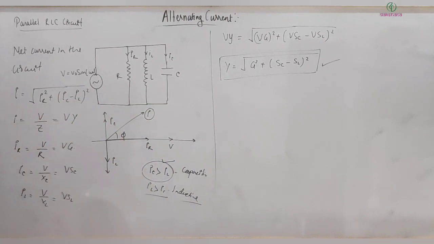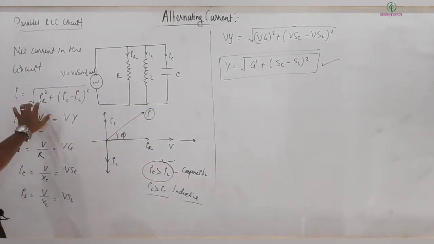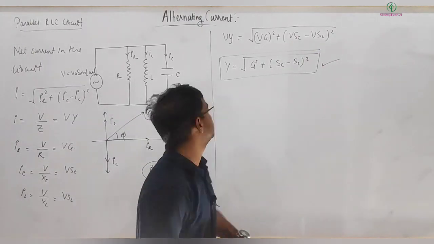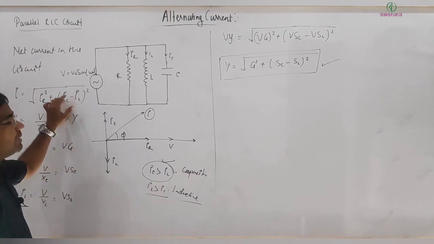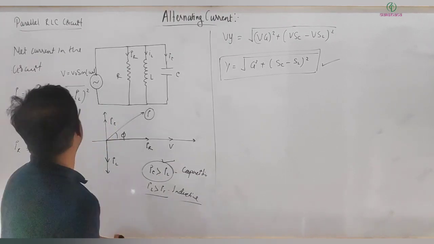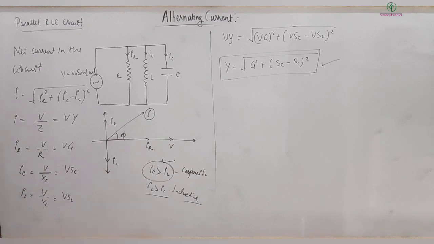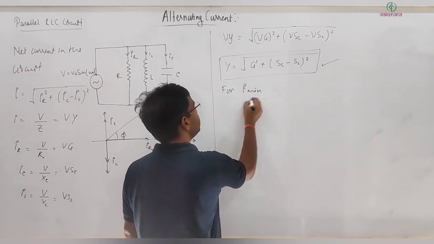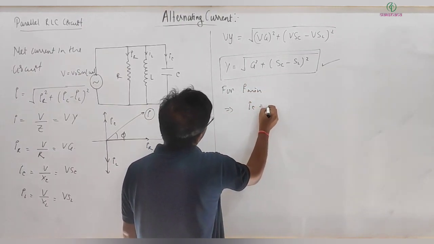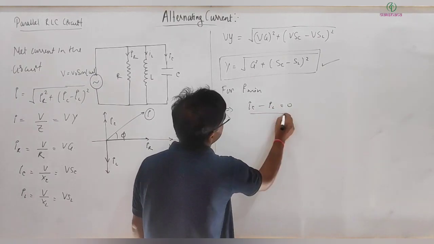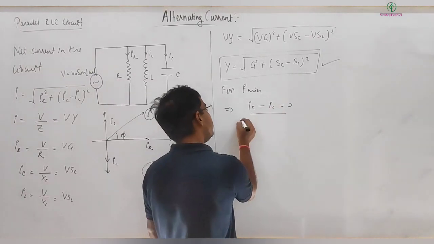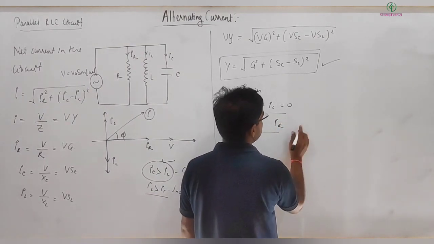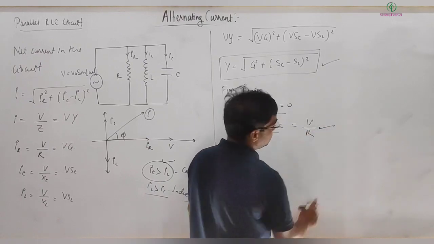Clear? And this is the thing. So here you can see I will also be varying with these quantities, because this can be minimum and maximum. So here we write I minimum. For I minimum we can write what? IC minus IL should be 0, then only your I will be minimum, and I minimum is equal to IR, which is equal to V divided by R. Clear?